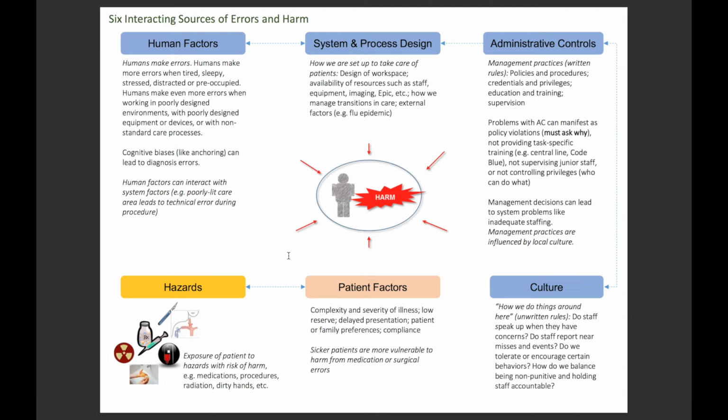Administrative controls, management practices. What do we do when something, let's say staffing is low, can we go up the staff? What's the process if the house is full and we have the next patient? What happens when you need an ICU bed and we don't have one? So these are the process things.